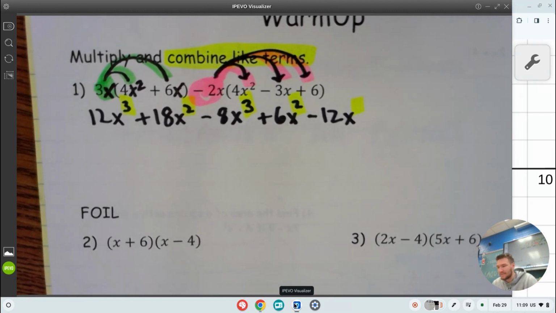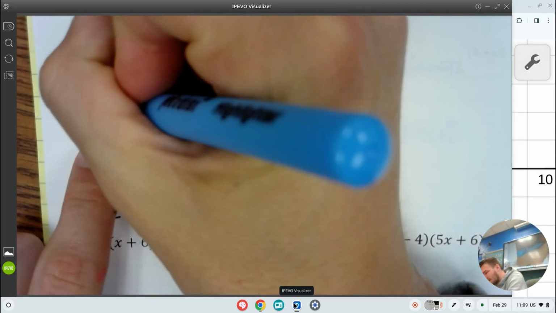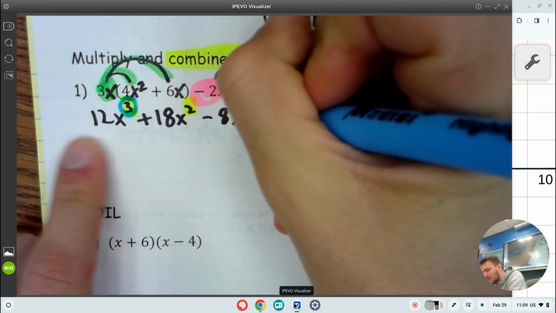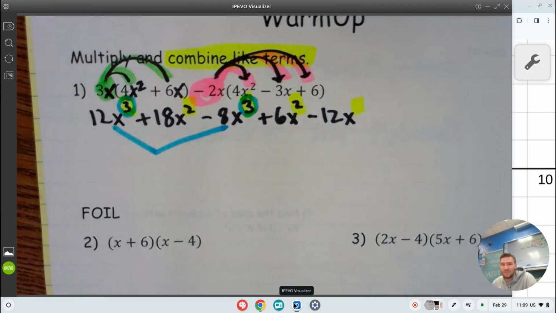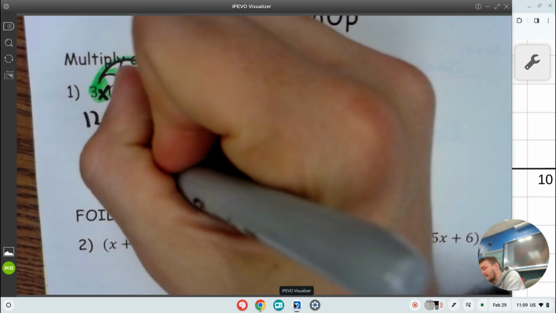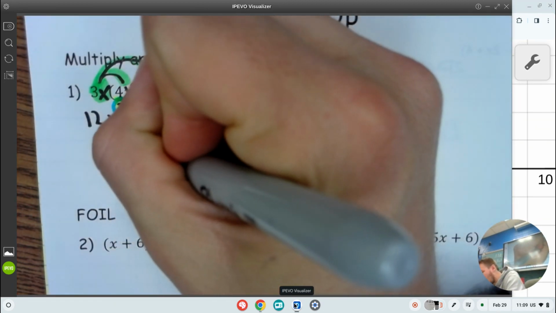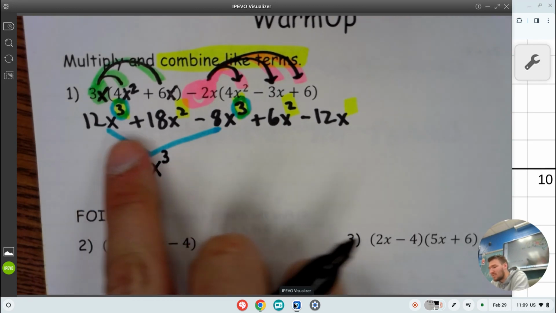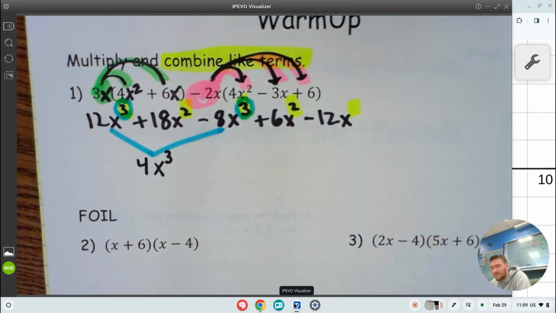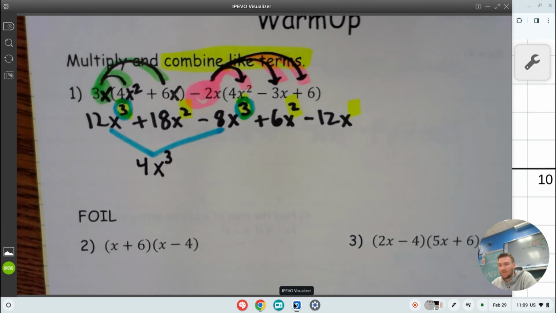So when it comes to adding, you look for a 3 matching up with a 3. These two things are going to be like terms. And when you add these together, it is still going to be x cubed. It is not going to change because adding does not touch the letters. What is 12 minus 8? It's 4. Okay?